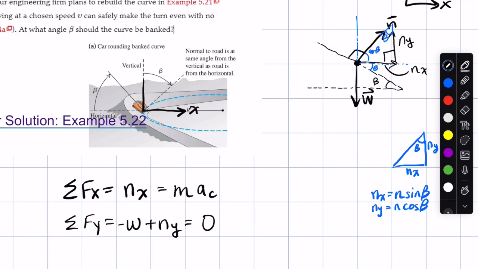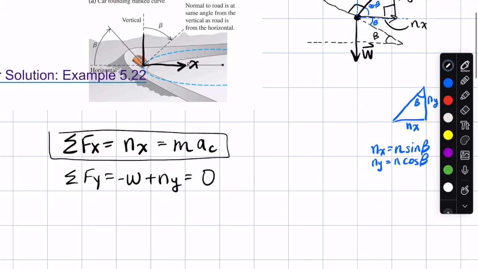So the question is, what's beta, right? I think we have enough information to find beta by just using Newton's second law applied to the x direction. So n_x we saw was equal to n sine beta. Oh no, we don't have enough information, right? Because we have this n here. So, well, let's keep going.